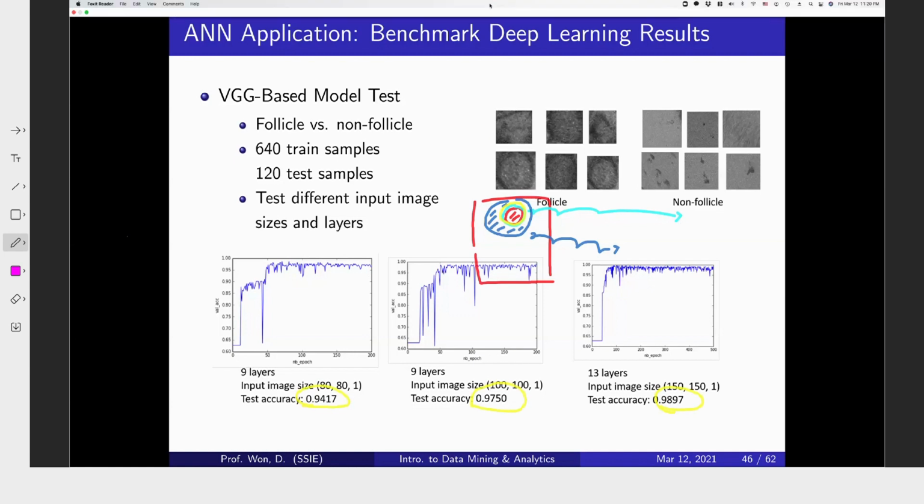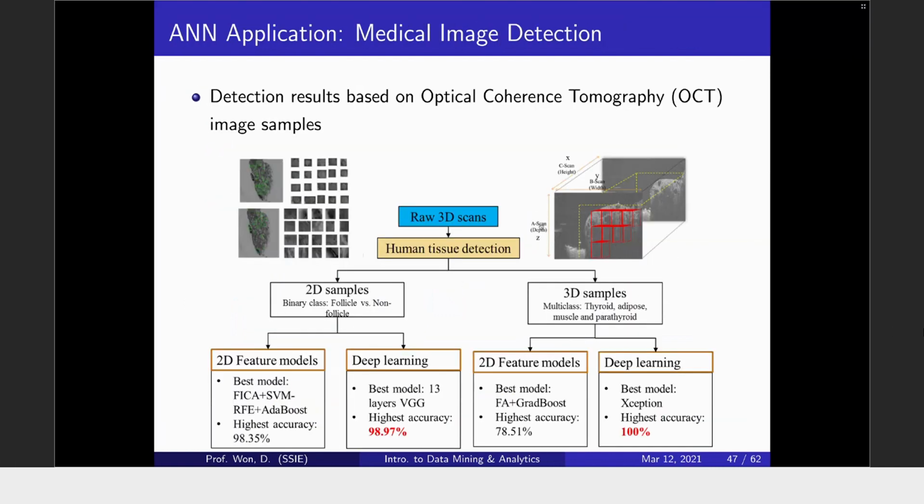This is finally plugged into medical imaging machines. We call them OCT images. These images are actually 3D images. So how can we apply this to 3D images, segmenting out follicle and non-follicle in a 3D sample? Then the problem is much more complicated.